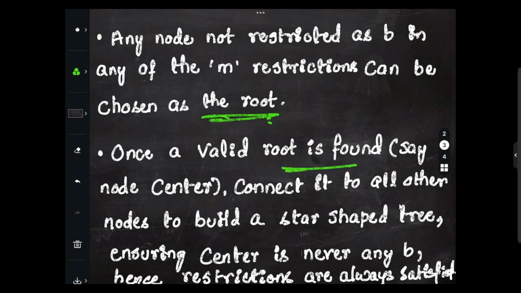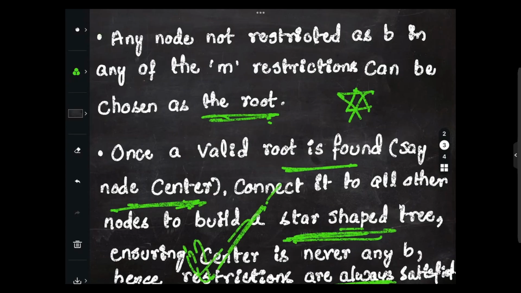Once a valid root is found, say node center, we have to connect it to all other nodes to build the star-shaped tree, ensuring the center is never any B. We have considered this: the center should never be B, hence restrictions are always satisfied, right here. This one we have to keep in mind. This point is very important here.